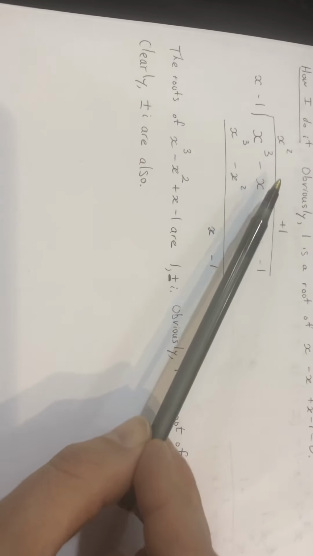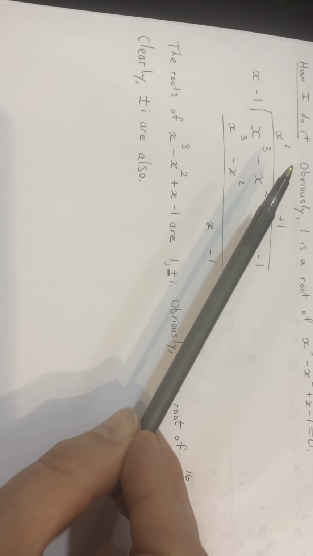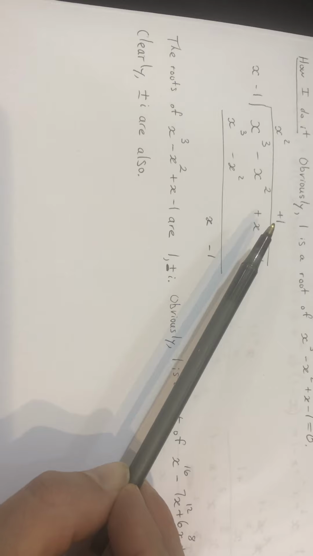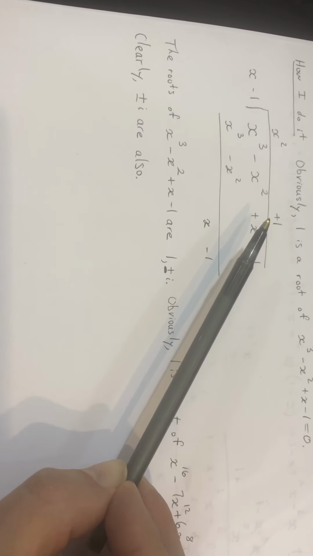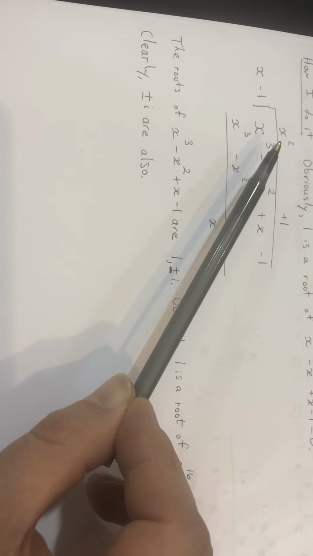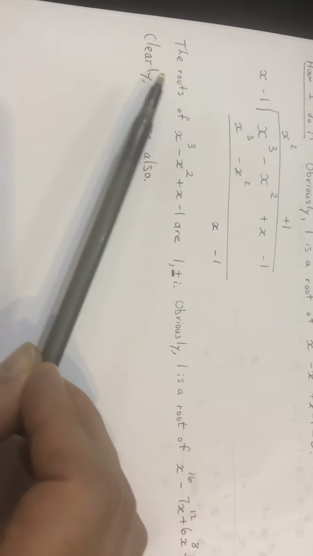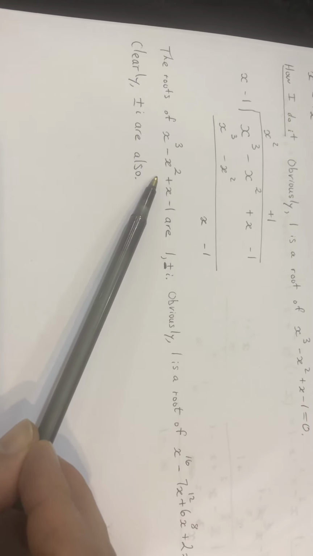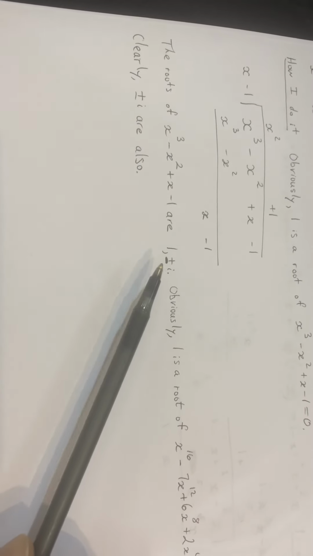Well, what are the roots of x squared plus 1? What are the zeros of x squared plus 1? Obviously, the zeros are plus or minus i, because i squared is negative 1, and negative i squared is also negative 1. So the roots of x cubed minus x squared plus x minus 1 are 1 and plus or minus i.